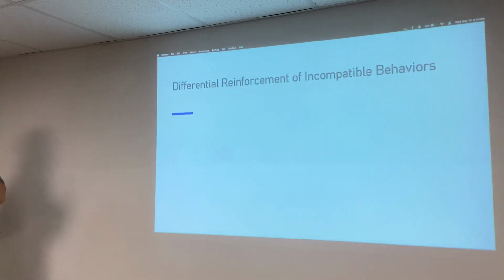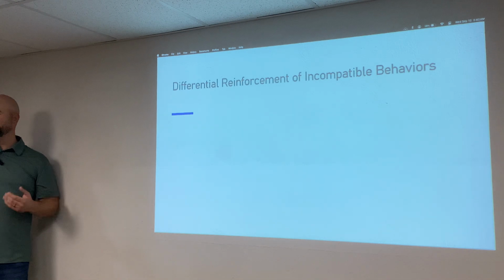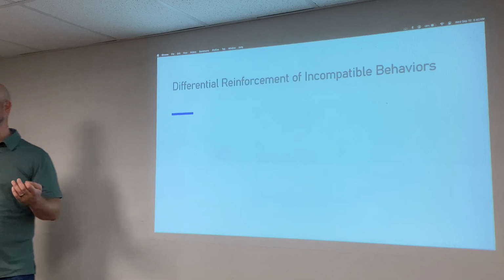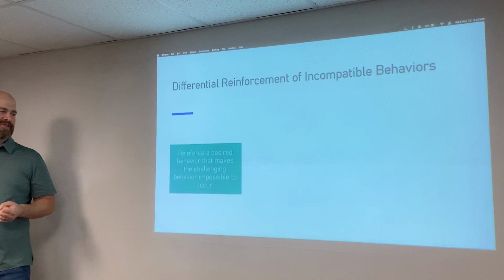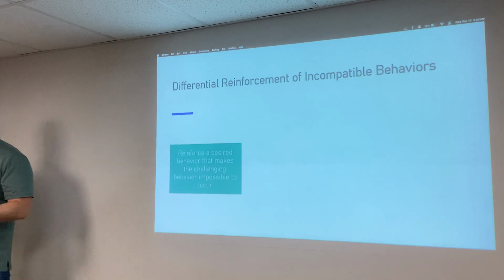So let's keep going. Differential reinforcement of incompatible behaviors. And I like to say incompatible, but the word I think about when I think of incompatible is what? If you guys remember. What's another word that I'd say instead of incompatible that really hits this one home? It starts with I as well. Yeah, impossible. Differential reinforcement of impossible behaviors. Okay, let's get into what this means. We're going to reinforce a desired behavior that makes the challenging behavior impossible to occur.